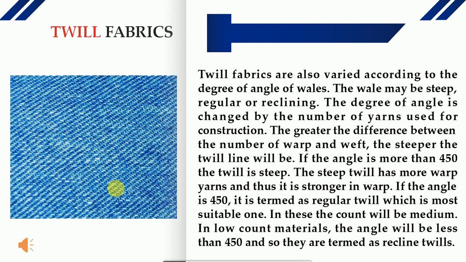If the angle is more than 45°, the twill is steep. The steep twill has more warp yarns and thus it is stronger in warp. If the angle is 45°, it is termed as regular twill, which is the most suitable one. In these the count will be medium. In low count materials, the angle will be less than 45° and so they are termed as reclined twills.